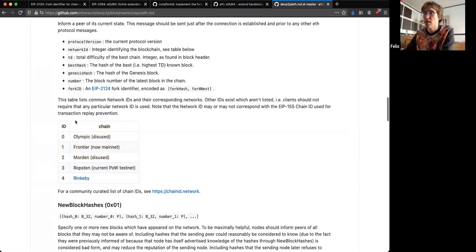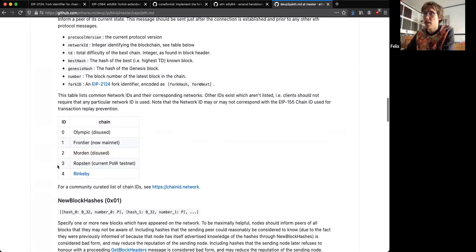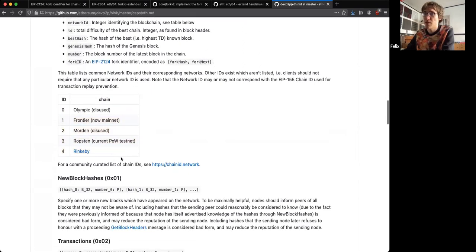Then further network IDs were allocated for the official testnets. For example, the number 2 was used for the Morden testnet, which is long dead. The number 3 is allocated to Ropsten, which is still in use, even though at this point it is not useful, but people use it anyway. And the number 4 is the Rinkeby network.